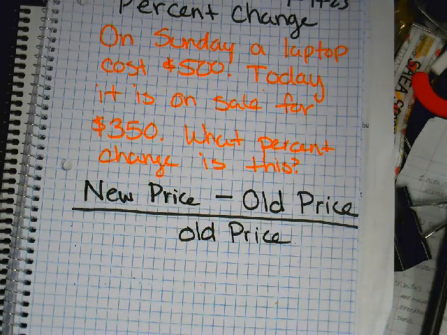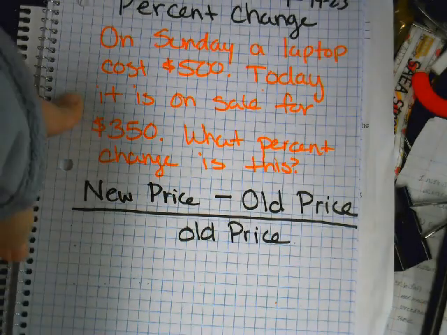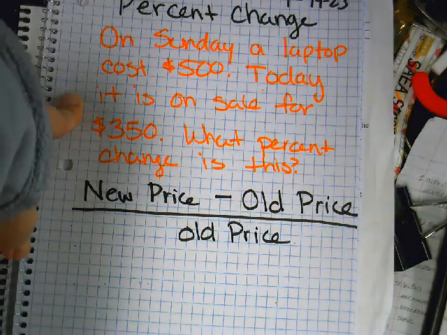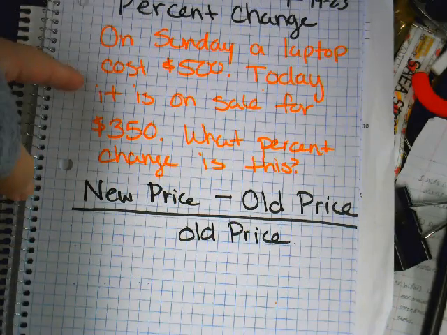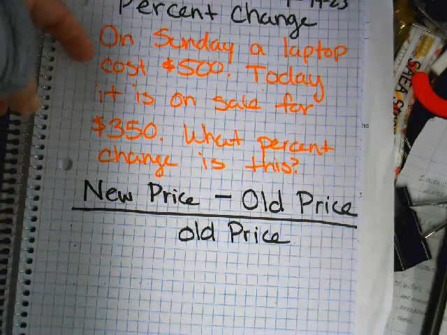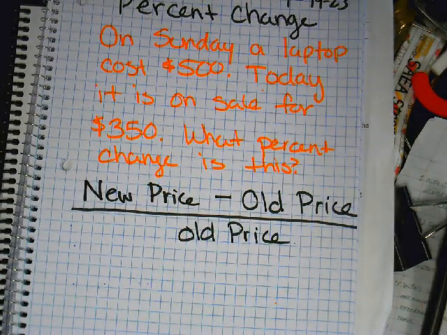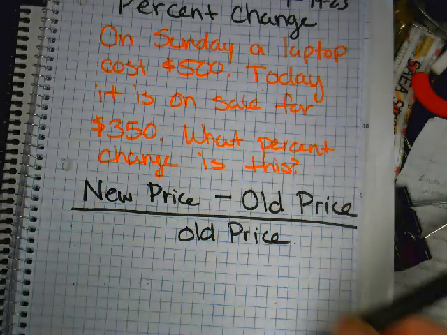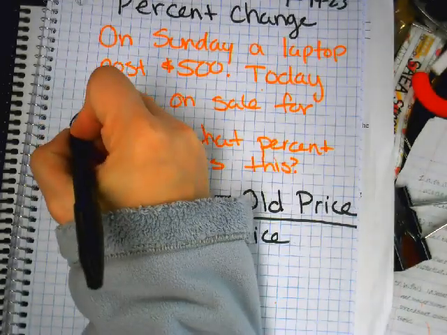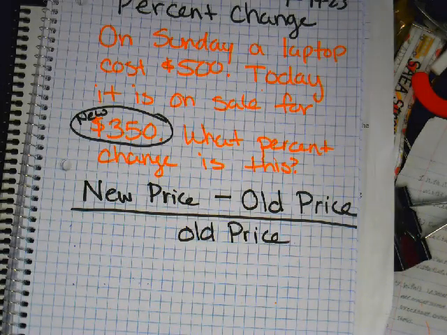Pretty easy. Okay. I'm going to use my English teacher skills right now. Put on your English. Pretend like you're in English class. Let's read the problem. On Sunday, a laptop costs $500. Today, it is on sale for $350. Okay. So using your English skills, which is your new price? Which is now, not back in the past. New. Which number is your new price? $350. So I'm going to circle this, and I'm going to put new in here. That's your new price. Why is it new price? Because it says today. New price.